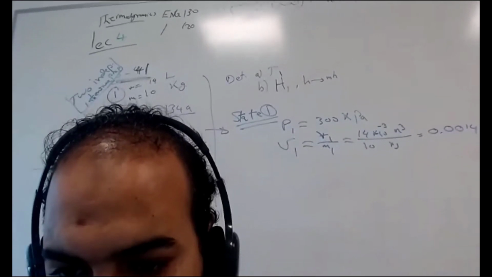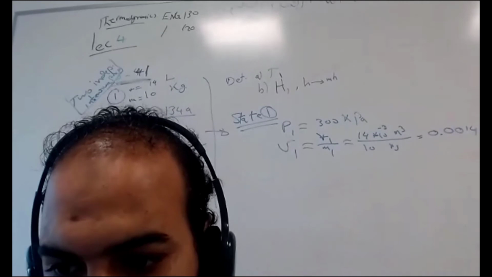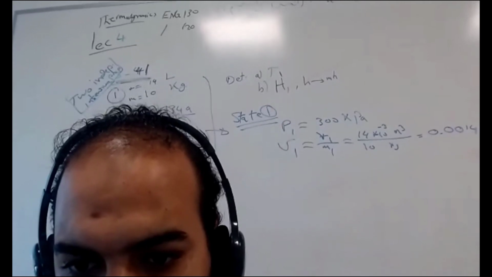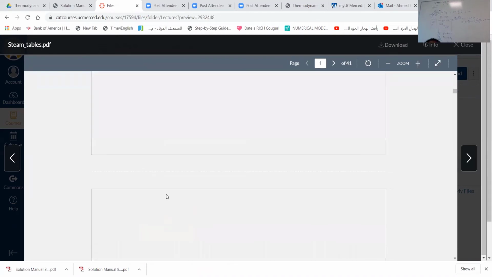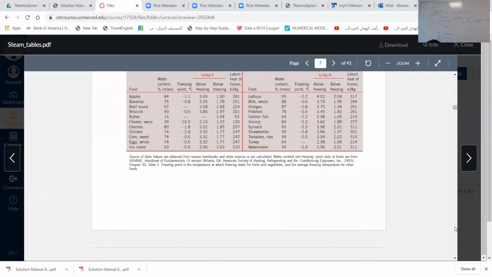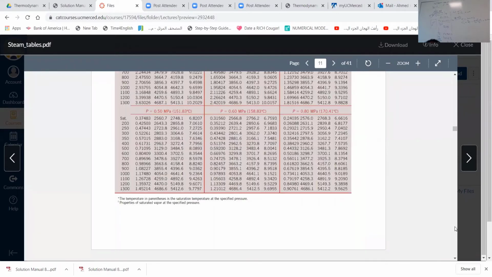Let me open, share screen. So look at this row, A11. Can you see A11? Saturated refrigerant 134A, table A12, pressure based, temperature based, and pressure table. Superheated. Can you see? P-h diagram. So go ahead to table A11. Go down to the very bottom after the water. A11, which is what we are looking for.